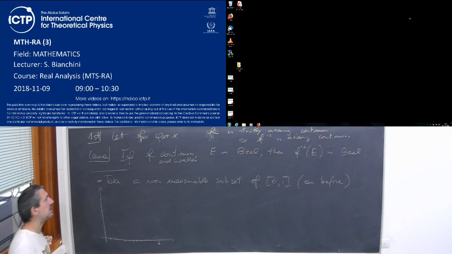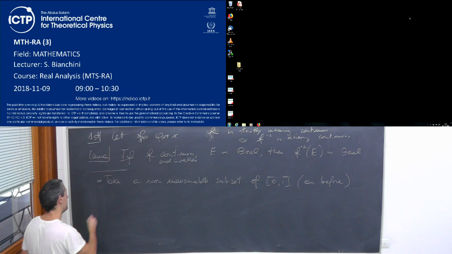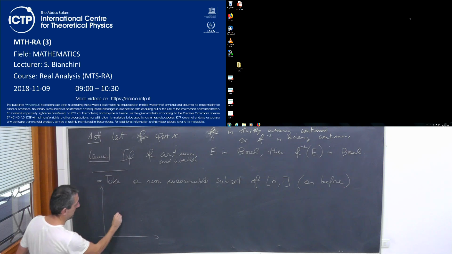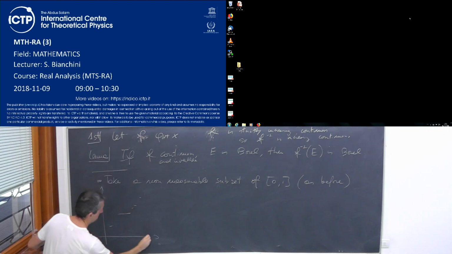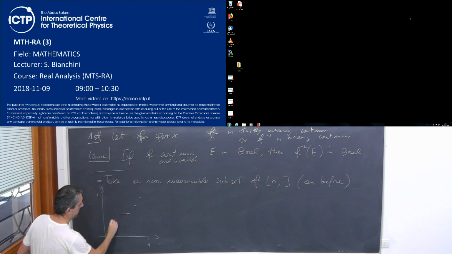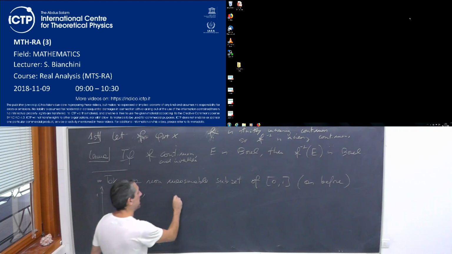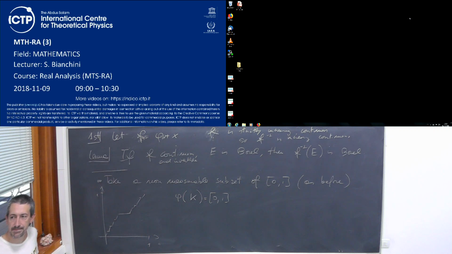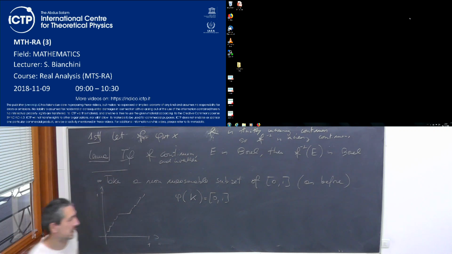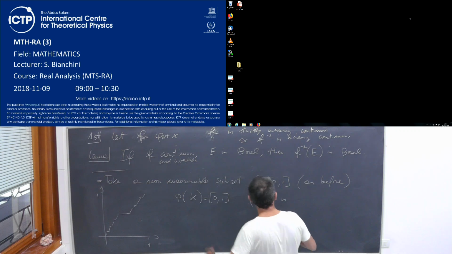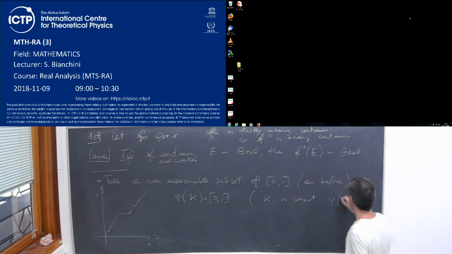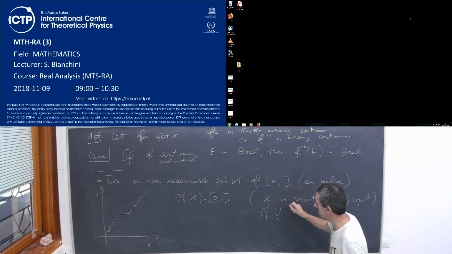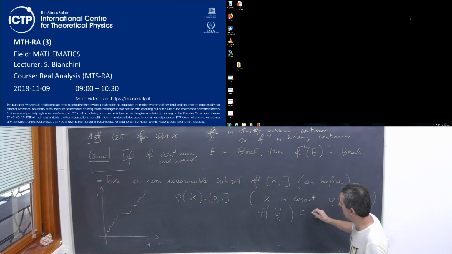I would use something else now, so I would use the following. I would use immediately the function phi. So I have the function phi, one to one, and I know that phi of K is equal to 0, 1. Because K is compact, so phi of K is compact, and phi of the union of intervals is actually equal to this set.